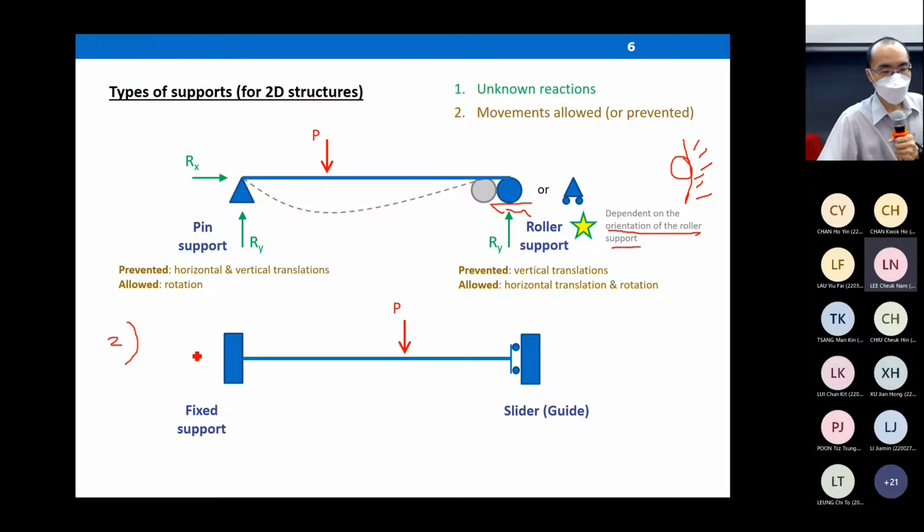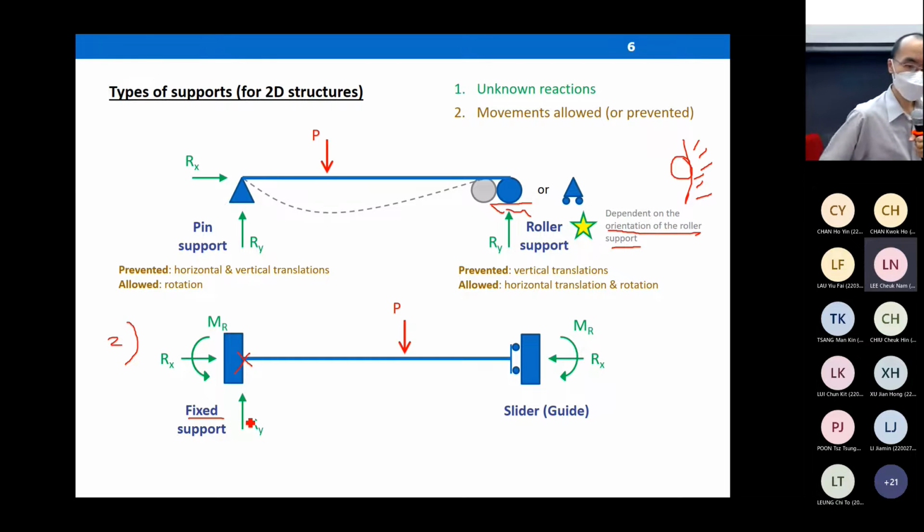Example two, one end is a fixed end, the other end is a so-called slider. A fixed end is a very strong support, which can give you three reactions: two forces and one resisting moment. A fixed end does not allow the member to translate or rotate at this point. No movements, no rotation. That's why we call this fixed support a very, very strong support condition.